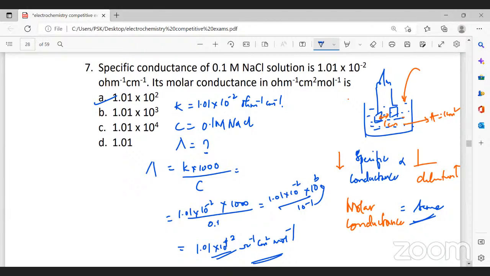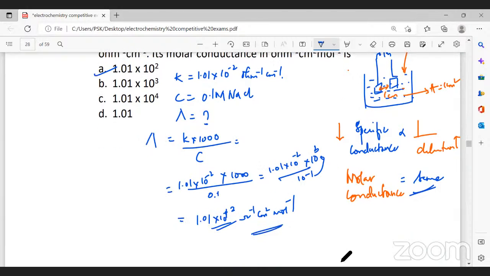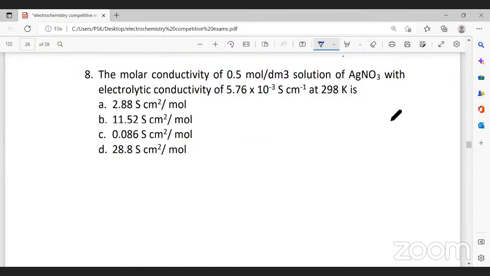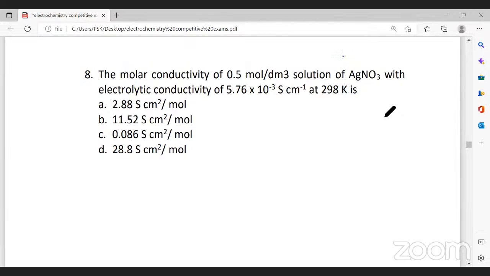The next question: the molar conductivity of a 0.5 mole per decimeter cube solution of silver nitrate with electrolytic conductivity of 5.76 into 10 to the power minus 3 Siemens centimeter inverse at 298 Kelvin is. What are they asking? They're asking you to calculate molar conductivity. So what have they given?